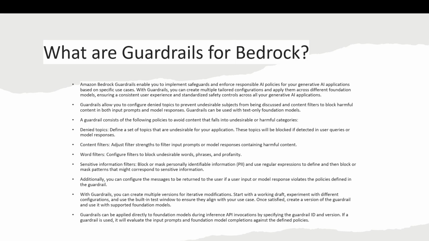A guardrail consists of the following policies to avoid content: denied topics, content filters, word filters, sensitive information filters, and additionally you can configure messages to be returned to the user if user input or model response violates the policies defined in the guardrail. You can also create multiple versions of the guardrail for iterative modifications, just like what we used to do in Lambda.